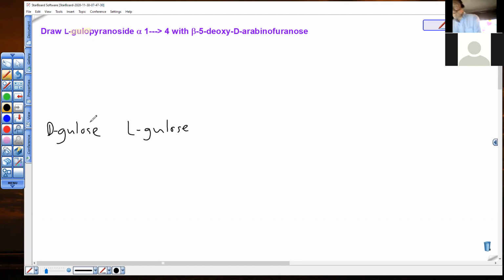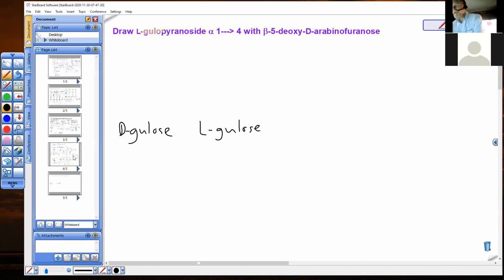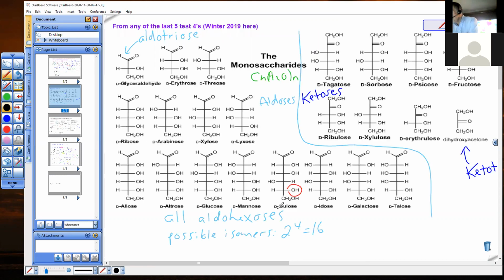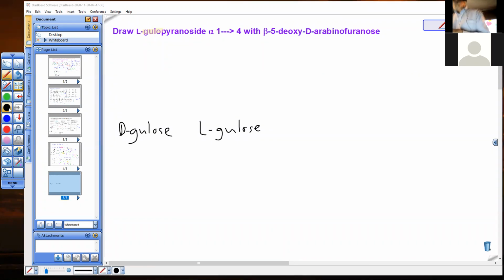Piece of cake, right? So over here, we had all of our sugars. D-glucose is one of them. It's down here, and it goes right, right, left, right. Just remember that. Right, right, left, right. Aldehyde on top.